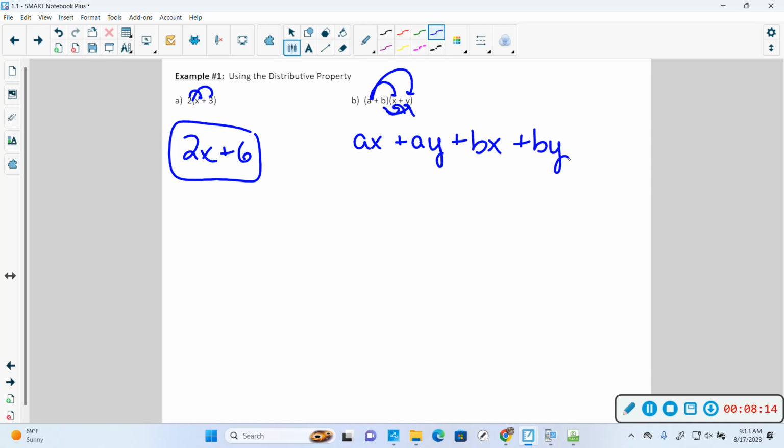My only pro-con with FOIL is that it only works on specific problems. FOIL only works on a binomial, 2 terms, times a binomial, like this problem. But if I had a binomial and a trinomial, I can't FOIL. It's just straight distributing. So that's kind of the one thing I don't love about FOILing. It only works on specific problems. Now, 4 terms, none of them have the same variables, no like terms to combine. That is as good as it's going to get. We can distribute. Like I say, you don't need me to do those.